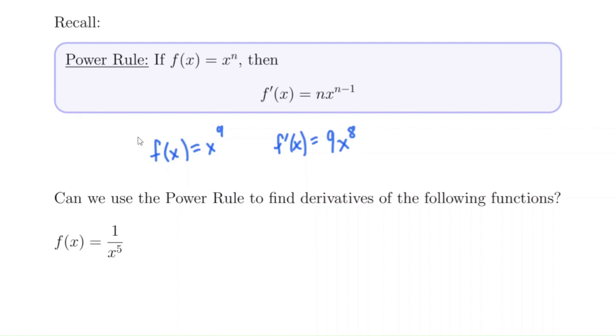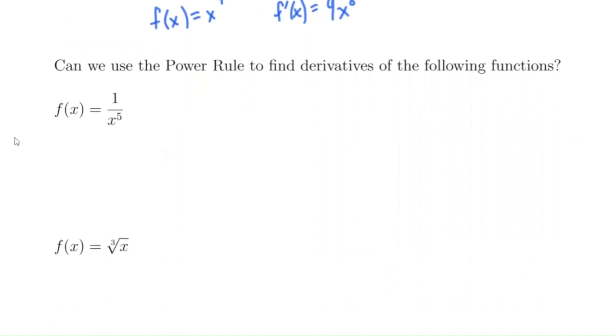Well, could we use the power rule to take derivatives of functions like these ones here? So notice down here we have the cube root of x. Here we have 1 over x to the 5th power. And again, we can't take the derivative of 1 over x to the 5th just by doing the derivative of 1, which would be 0, divided by the derivative of x to the 5th, which would be 5x to the 4th. That's not going to work. But could we still use the power rule in some way to take the derivative? And it turns out we can. In fact, what we can do is rewrite this as x to the negative 5th power. Remember, x to the negative 5th is the same thing as 1 over x to the positive 5th.